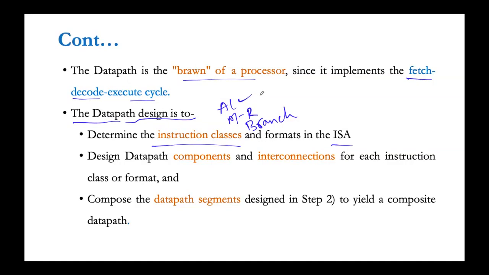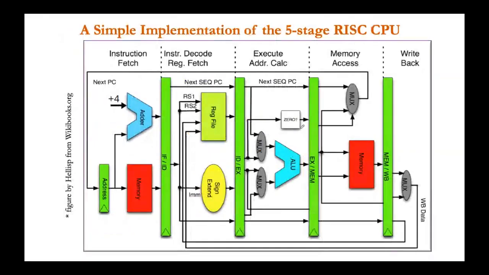Second, once the instruction to be executed is identified, design the data path components. For an ALU instruction, it requires fewer components: just the program counter, instruction memory, and the register file along with the ALU. They are all interconnected, with an interconnection for each instruction class or format. Then compose all those data path segments together. This is the second phase, which gives the composite data path, this entire part.